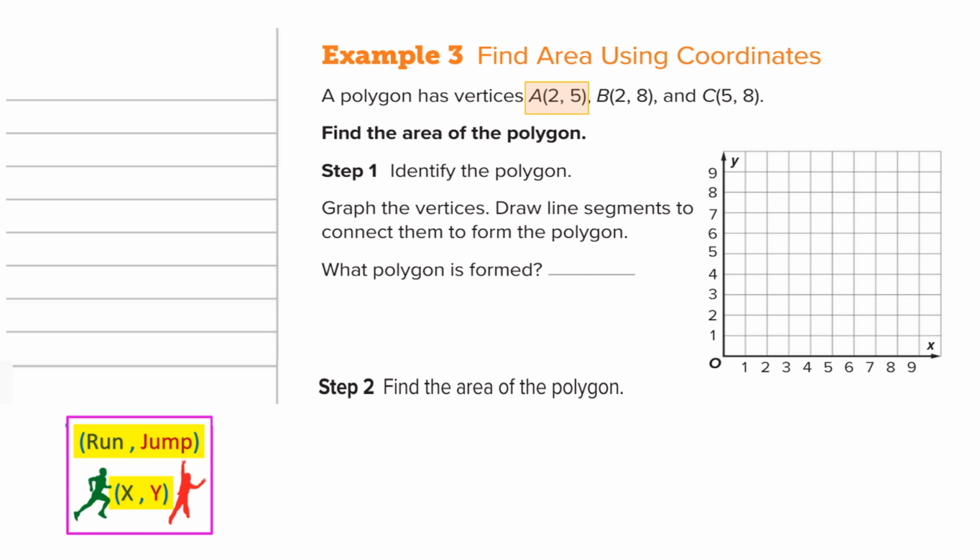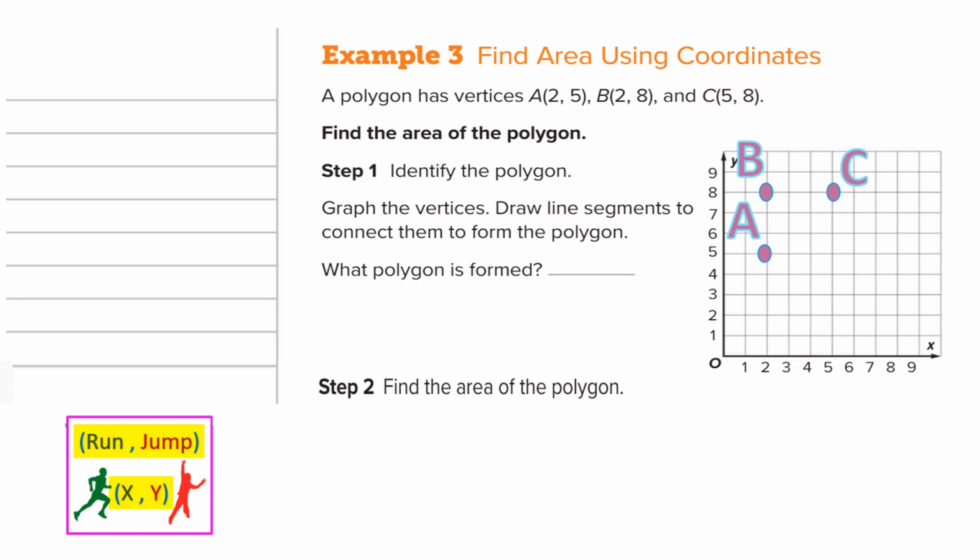So it tells me that I'm going to run and jump. I'm going to run forward to the 2 and jump up to the 5. I'm going to put my point, and that's going to be point A. For B, it tells me to run forward to the 2, same spot. Now I'm going to jump a little higher, so I'm going to jump up to the 8 and put a point, and that's going to be point B. For C, it tells me to run forward to the 5 and jump up to the 8. Put a point, label it C.